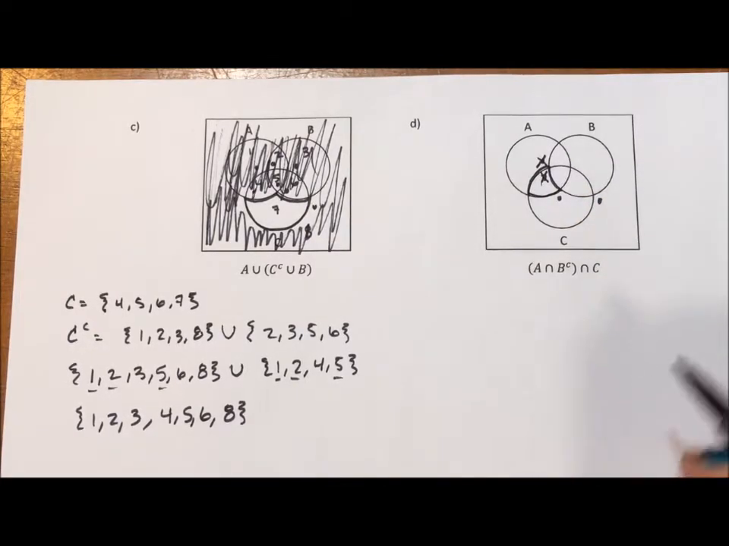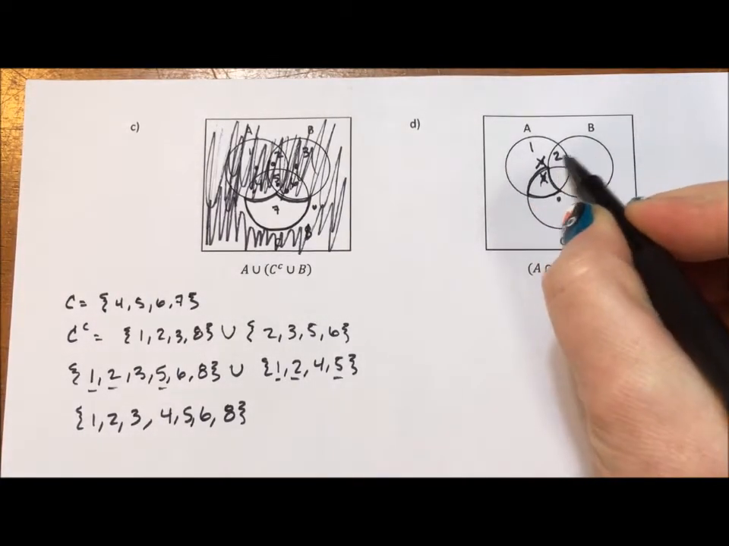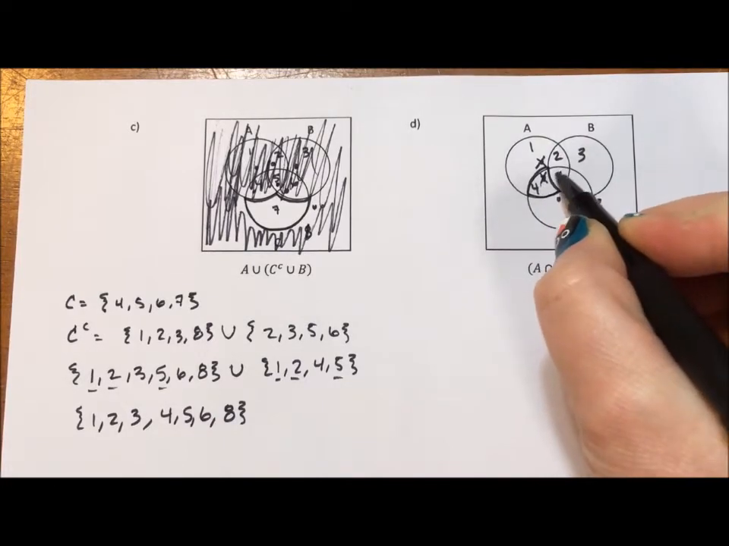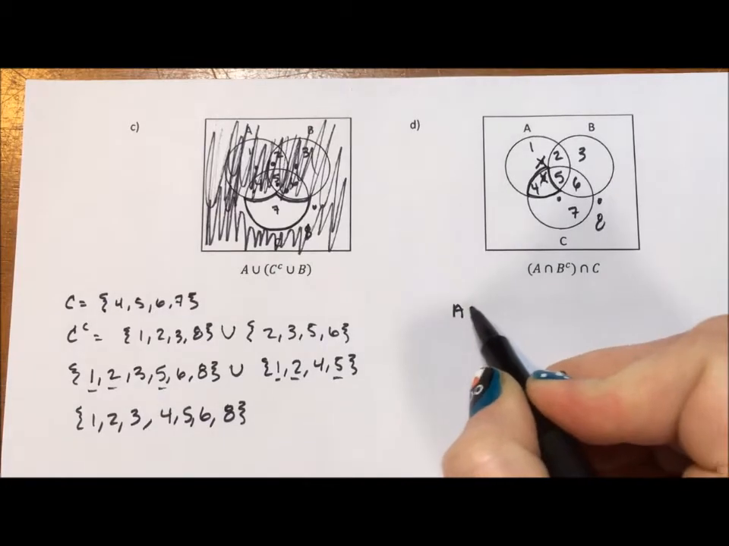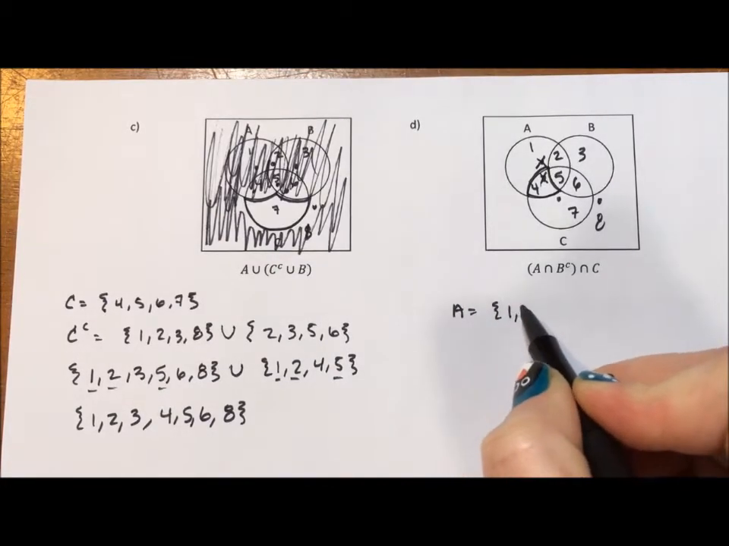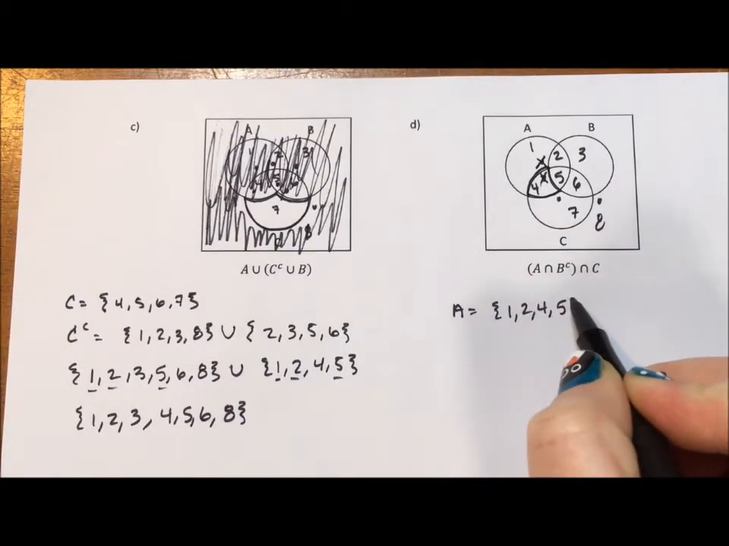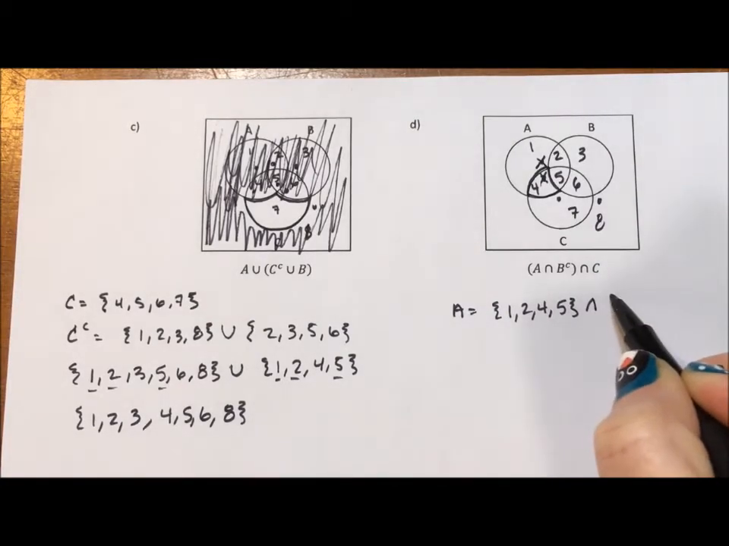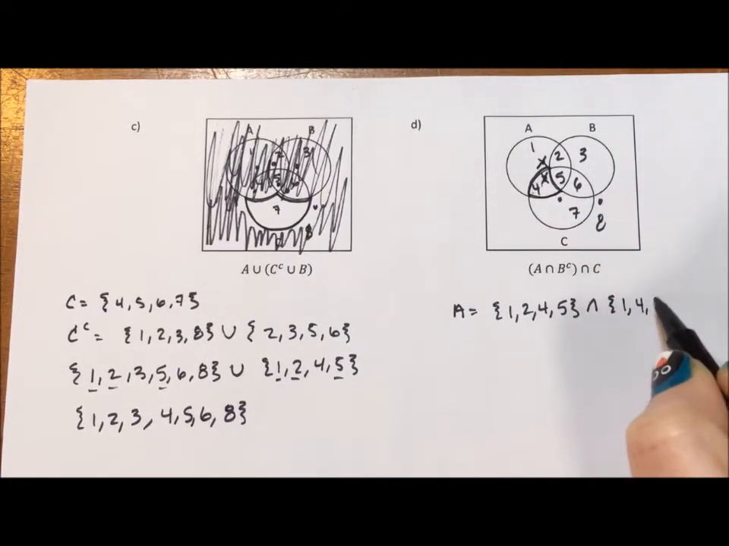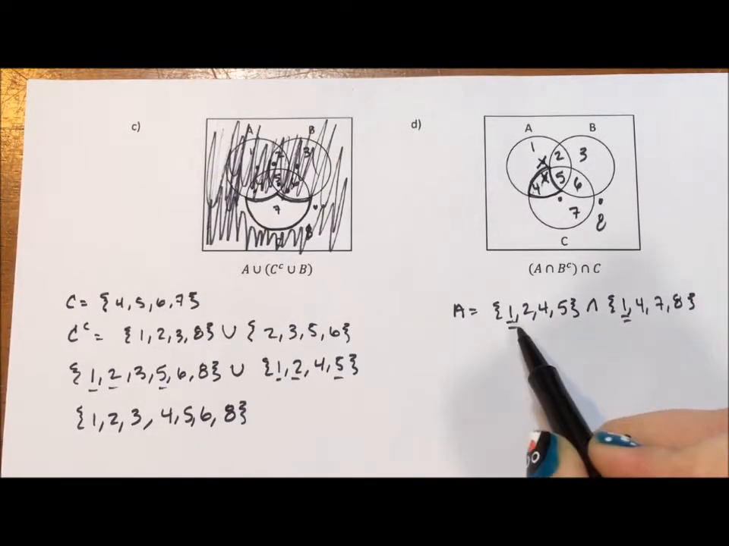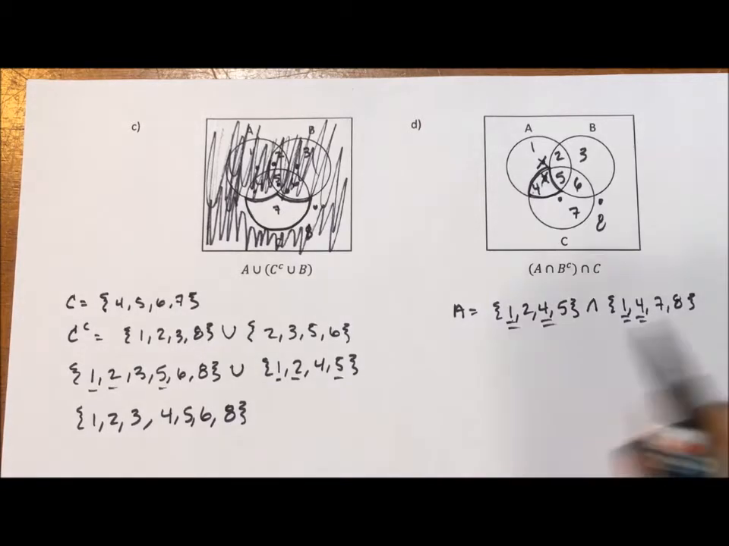All right, let's do this with the numbers. 1, 2, 3, 4, 5, 6, 7, 8. All right, A is 1, 2, 4, 5. We want to intersect that with B complement. B complement is 1, 4, 7, 8. And so intersection is what they have in common. So there's a 1 and a 4.